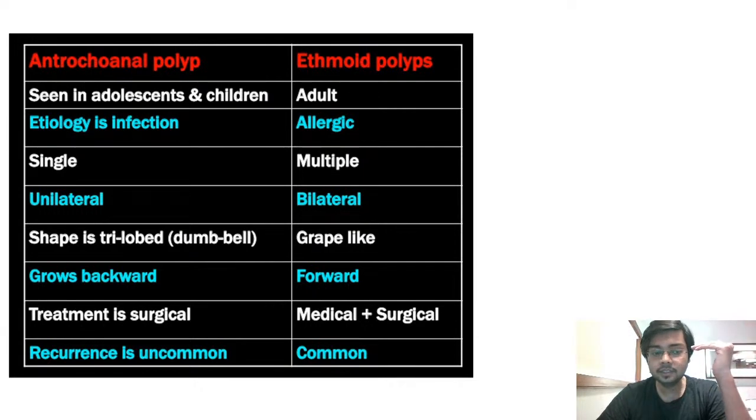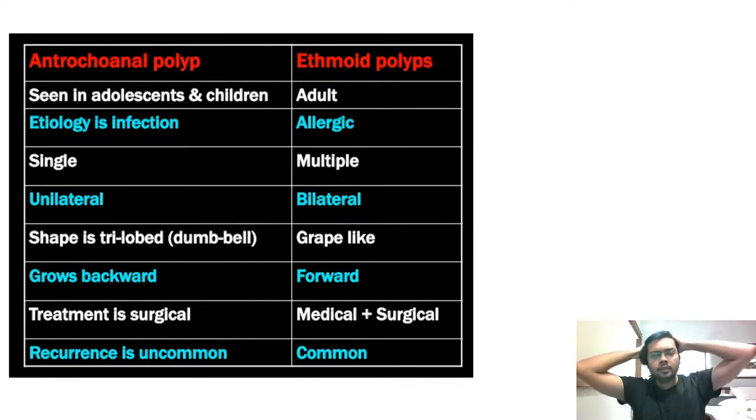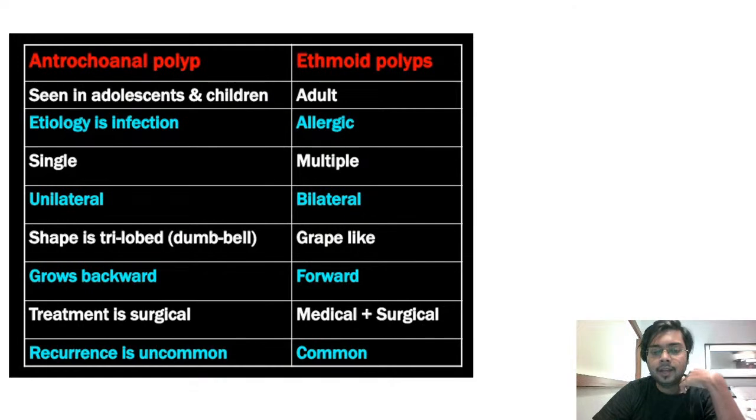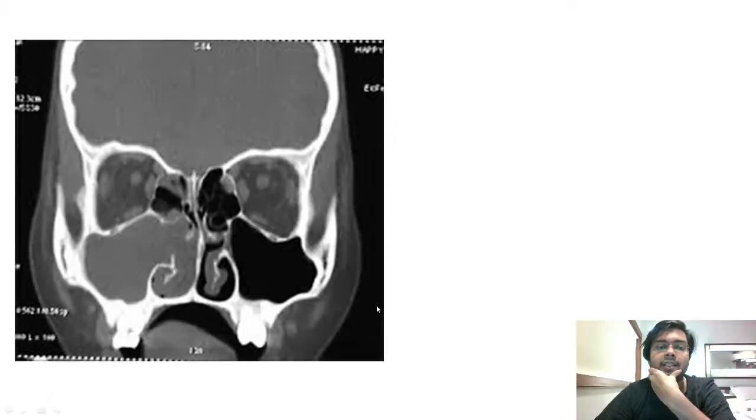Treatment is surgical, and in ethmoidal polyp it is multiple, allergic, bilateral. Why bilateral? Because it is allergic. Why unilateral? Because it is infectious. So one maxillary sinus can be infectious, but if it is allergy, it is a systemic disease, and then you are going to get bilateral ethmoidal polyps, right? And the treatment for ethmoidal polyp is both medical and surgical.